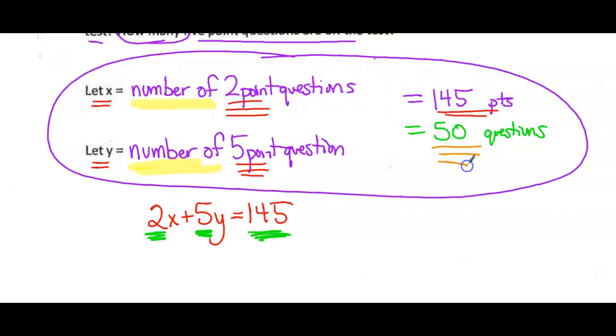50 questions. So there are X questions and Y questions, and the total is 50 questions. So the second equation is X plus Y equals 50. Number of questions that are 2, number of questions that are 5, total number of questions. This is your system. Okay? Hopefully that makes sense to you.